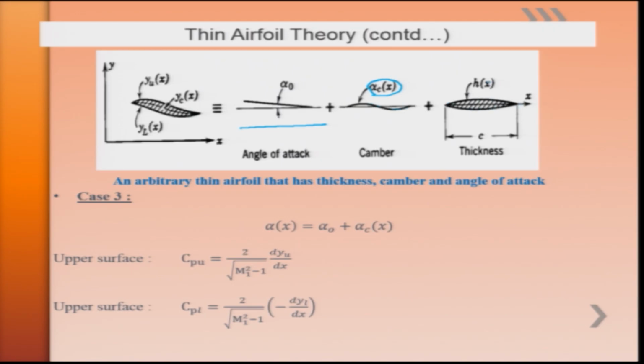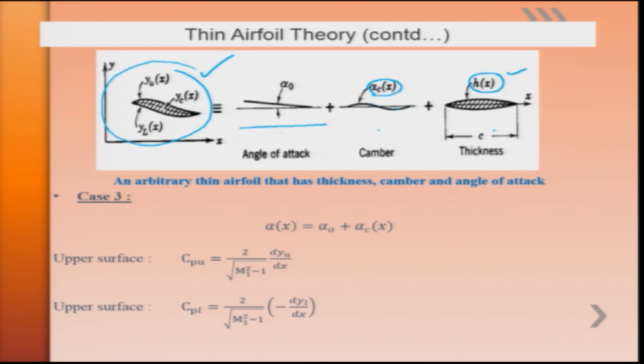symmetric airfoil with a distribution function H(x), that is, the surface has a distribution function given by H(x). Now, when this symmetric airfoil is given this camber with an angle of attack alpha naught, it leads to this kind of scenario. Therefore, individual cases can be superimposed on each other to find out the characteristics of a general case.